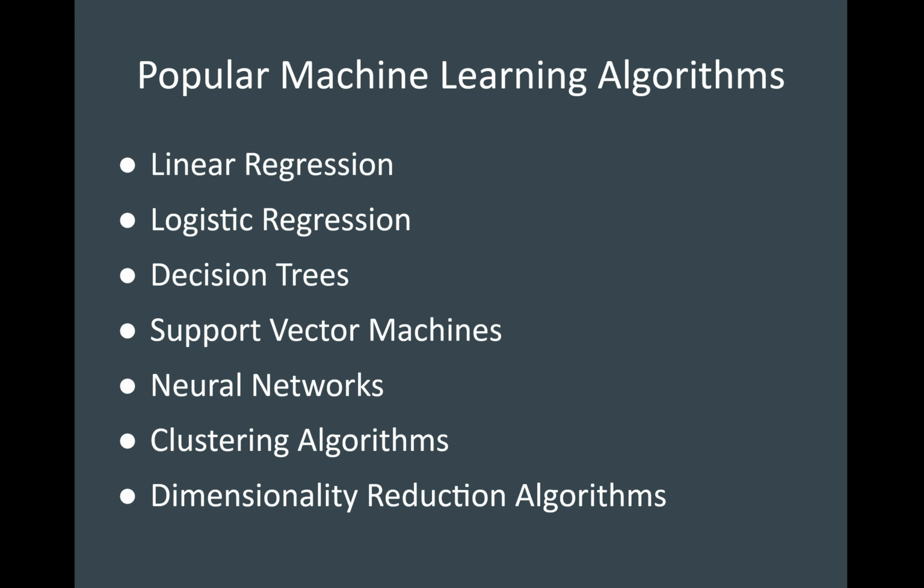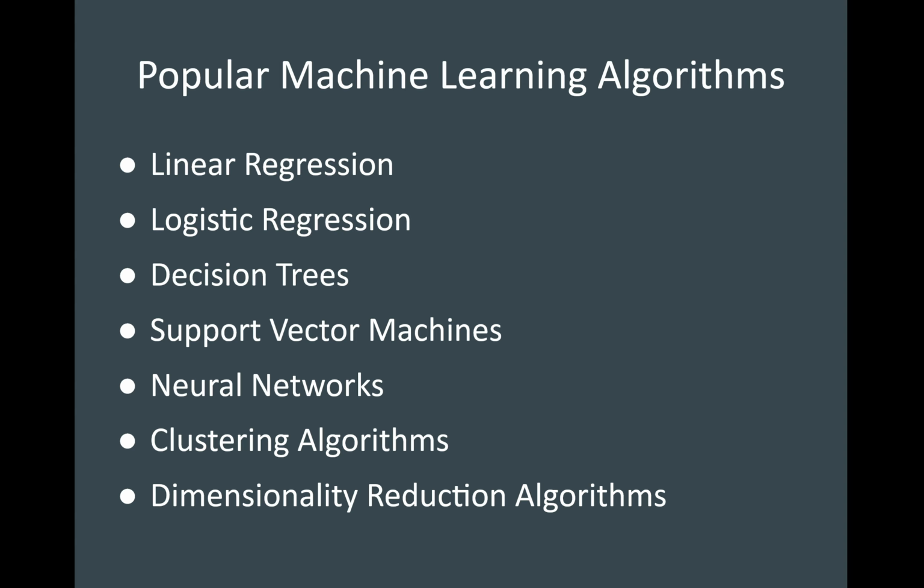So, popular machine learning algorithms. There are numerous machine learning algorithms, each with its strengths and weaknesses. Understanding these algorithms is crucial for selecting the right approach for a specific task. Let's start with linear regression. Linear regression is a simple yet powerful algorithm used for predicting numerical values. It establishes a linear relationship between the input variables, features, and the output variable.